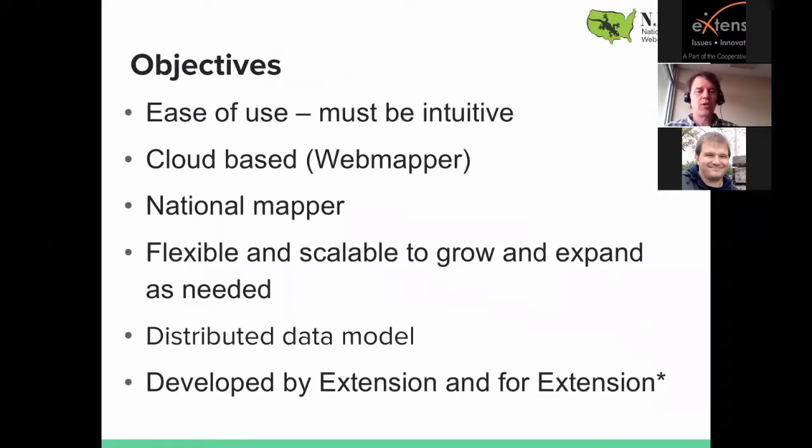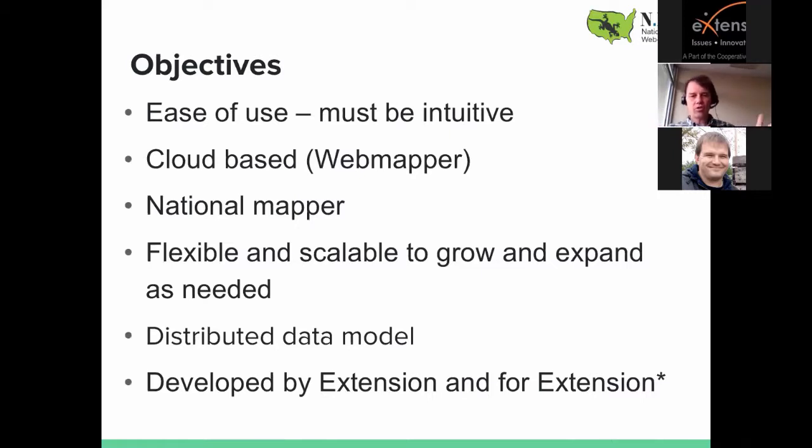So some of our objectives were ease of use. We wanted this mapper to be intuitive. It needed to be cloud-based, which meant we didn't want people downloading software onto their laptops or their desktops. We didn't want them downloading data onto their laptops or their desktops. We wanted all of this stuff up in the cloud. And this is for various reasons. One, that way we could update the data once and everybody could access the most recent updated data. And two, we wouldn't have to worry about streaming down software updates all the time.